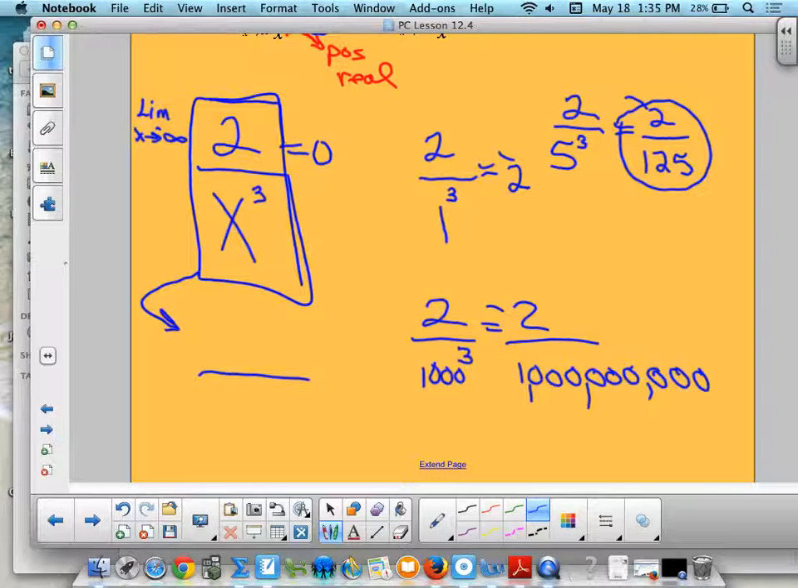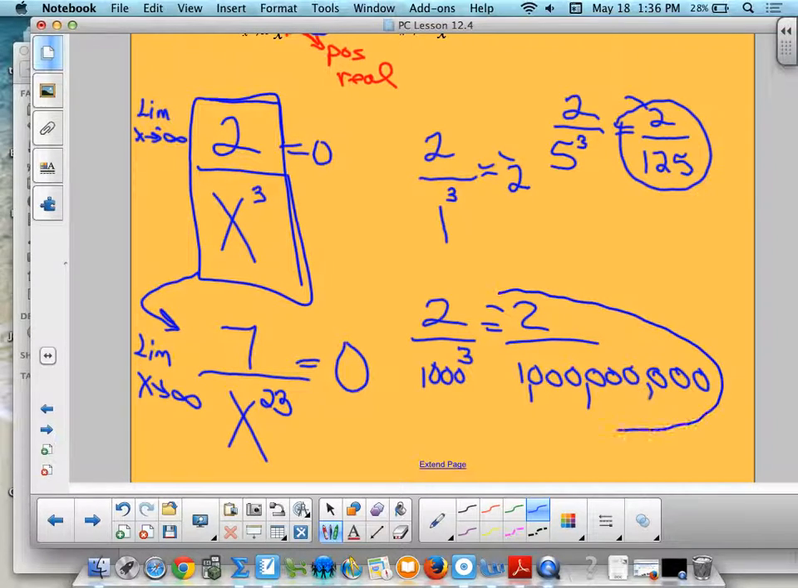Give me something else. We said 2. Give me something else. Any real number. 7. X to any real positive power. Now I don't care what you do. 23rd. Guess what? The limit, no matter what, as x approaches infinity or negative infinity, will always be what? 0. You can trust me on that. Because we could do this all over again, but we would just get numbers so close to 0.